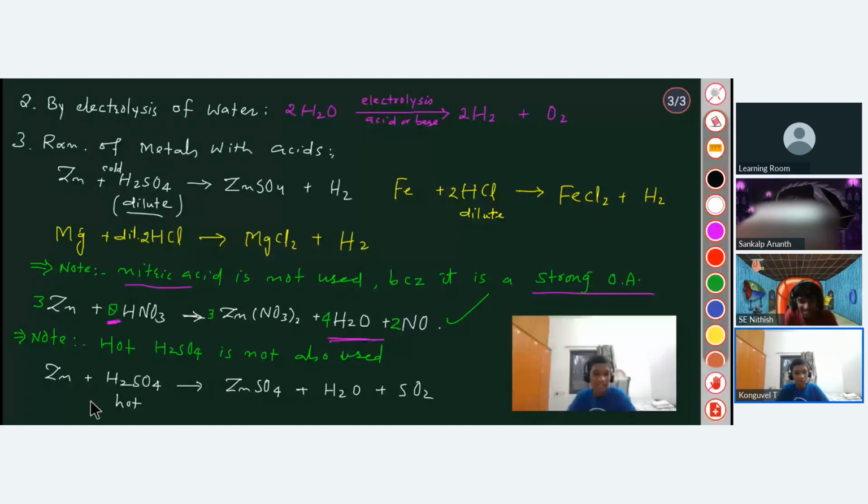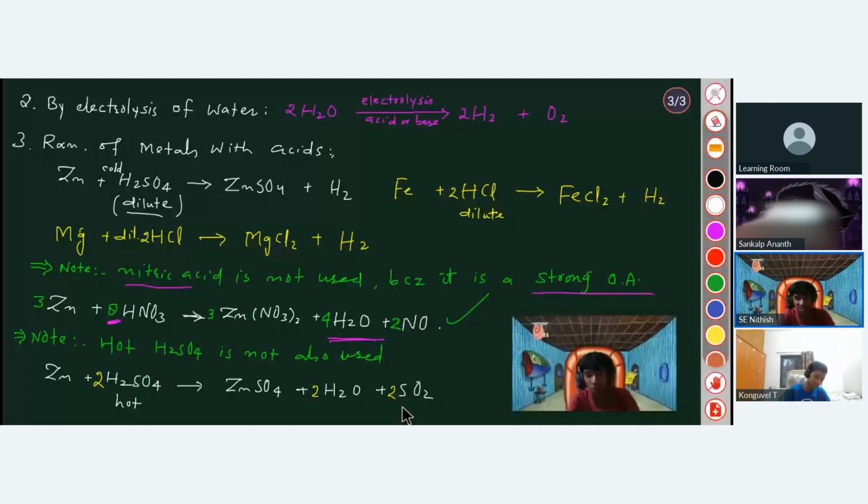Zn plus 2H2SO4 gives ZnSO4 plus 2H2O. Not 2 SO4, just normal SO4. H2, 4 here, 4 here, correct. It's easy to balance. Here 2, here 2, correct. 4 here. Yes, sir, it's balanced.